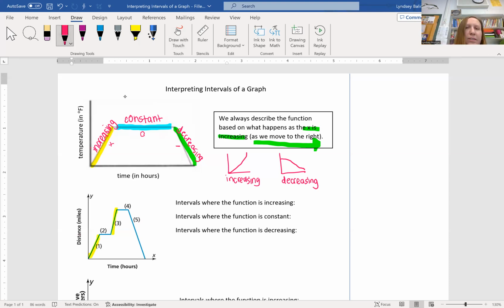So it looks like that is intervals 1 and 3. For our constant, that's the flat ones. That would be here and here. So that's talking about intervals 2 and 4. And then for our last one, decreasing is going down. So that would just be interval 5. It's not so bad, pretty easy.